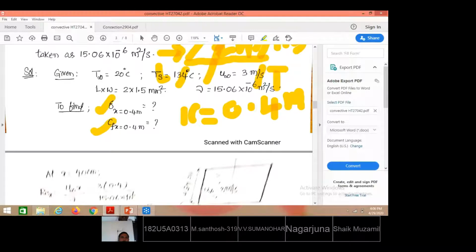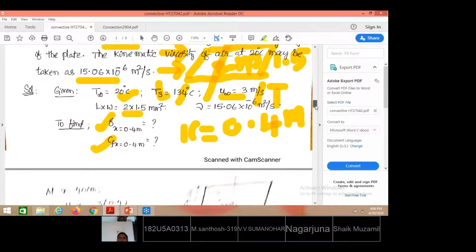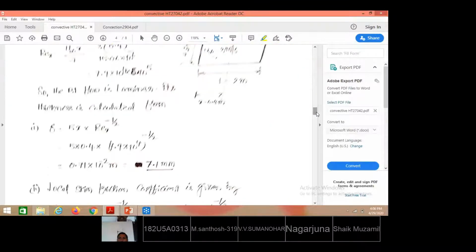The kinematic viscosity given here equals 15.06 into 10 power minus 6. Plate temperature is given as 134, that is the solid temperature. Fluid temperature is 20 degrees. The free stream velocity, the air is flowing at a velocity of 3 meter per second. The area of the plate over which the fluid is flowing is length into width, 2.2 into 1.5 meter square. Every property they have already given.